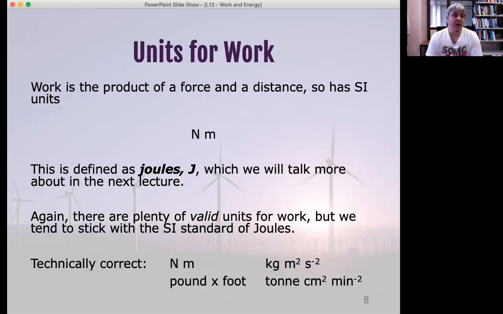But because we have a force times a distance, there are of course plenty of other possible units for work. It doesn't have to be joules, although joules is the SI standard. But you could use Newton meters, you could use kilogram meters squared per second, you could use pound times foot, you could use tons times centimeters squared times minutes to the power of -2. Those are all valid units for work or for energy, but the standard is joules, and so we tend to stick to joules because it is the one that's easily converted with other quantities, compared with other quantities, I should say.